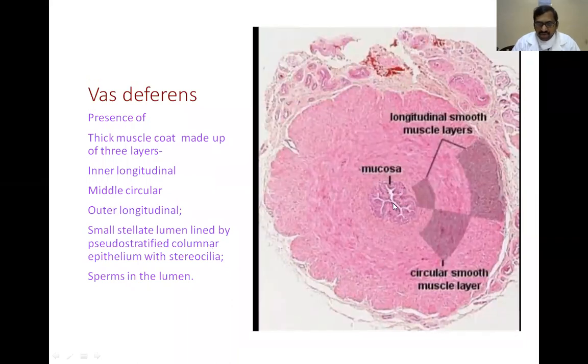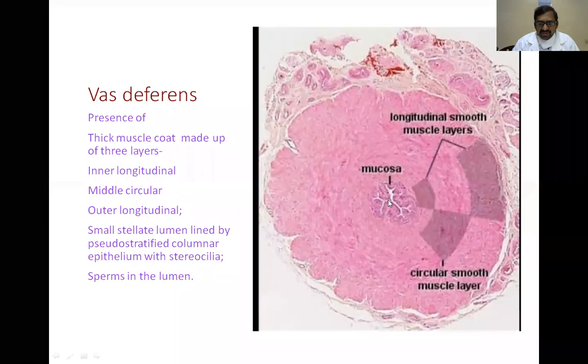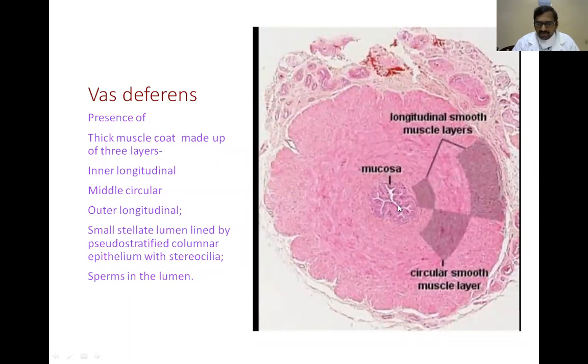The lumen is lined by pseudostratified columnar epithelium with stereocilia. The epithelium of the epididymis continues as the vas deferens. It is also lined by pseudostratified ciliated columnar epithelium with stereocilia. Within the lumen there is also some amount of mature spermatozoa.